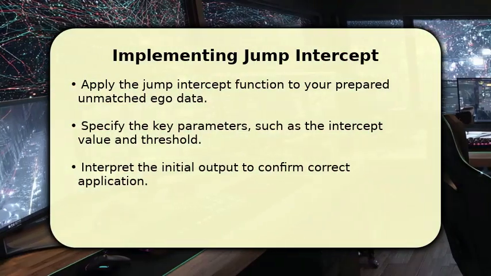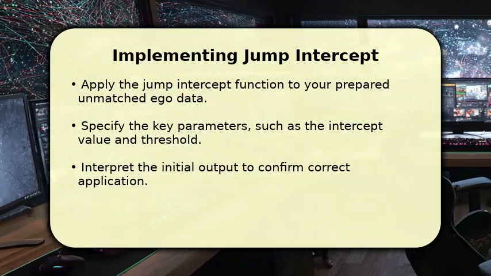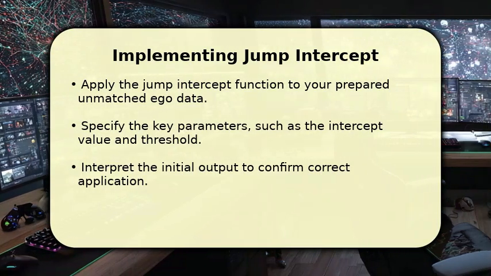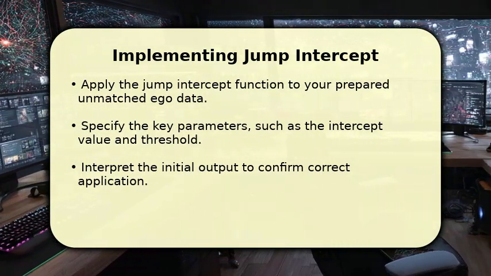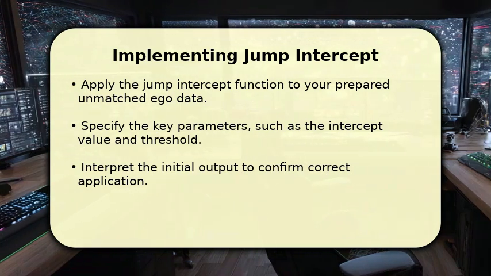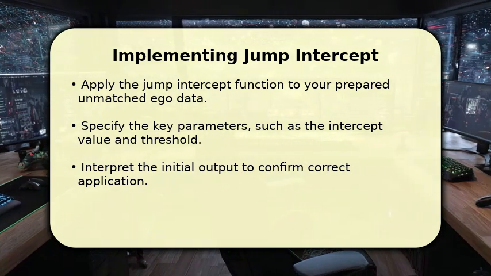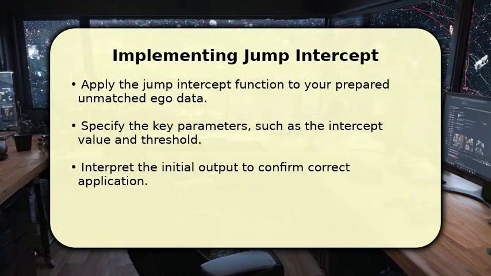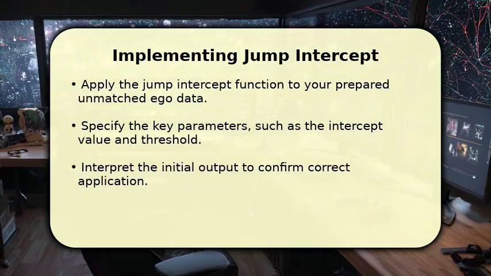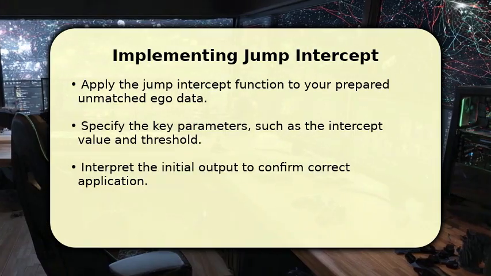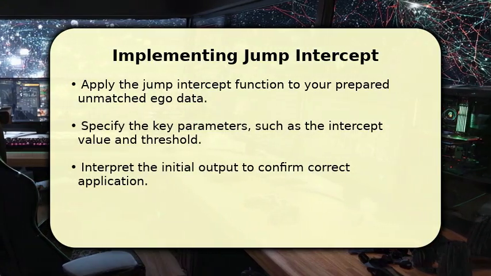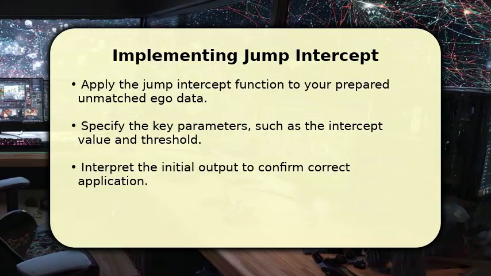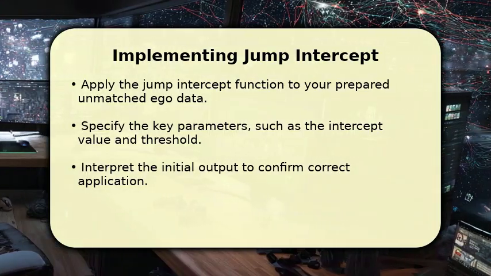Now, let's implement the jump intercept. You'll apply the specific function to your cleaned, unmatched ego data, carefully setting parameters like the intercept value, which might be 0.5, and any relevant thresholds. Pay close attention to the function's arguments to ensure they align with your analytical goals. After execution, review the initial results to confirm the intercept has been correctly applied, setting the stage for deeper insights.